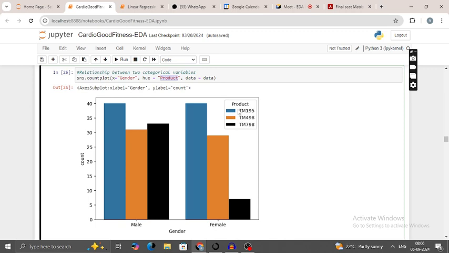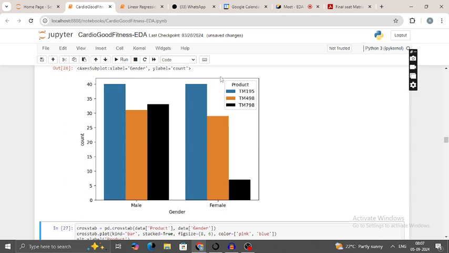So now you see three different products used across the gender. See, male, female, TM 195, both of them are using. Male is also using, female is also using. Only TM 798, female, they don't prefer this product. Male it's okay, male, they're fine with any type of product. Female, I don't know. As per the data, that is what data is saying. They are not comfortable with TM 798.